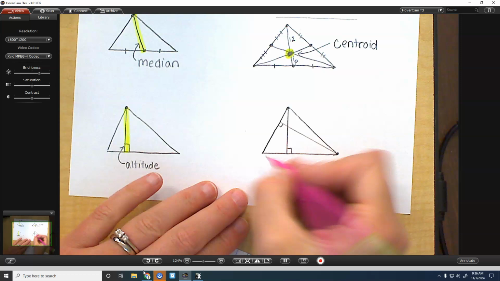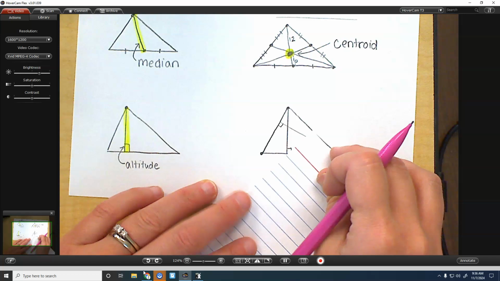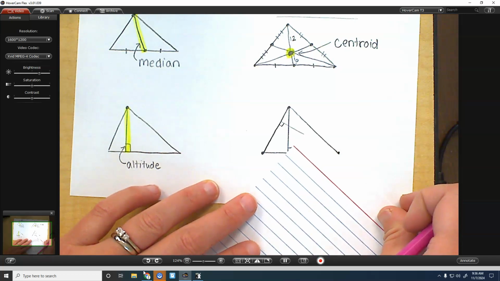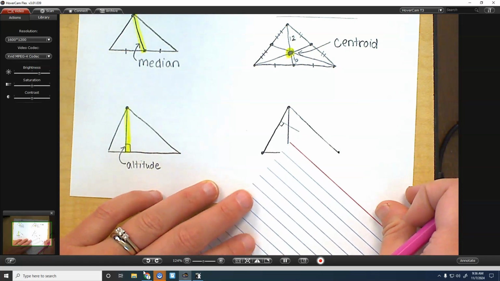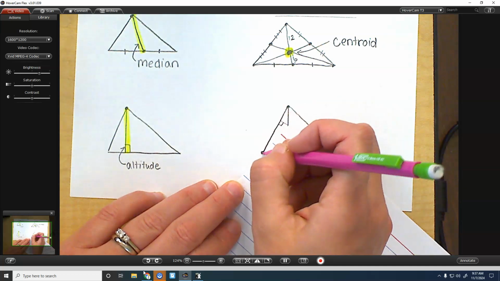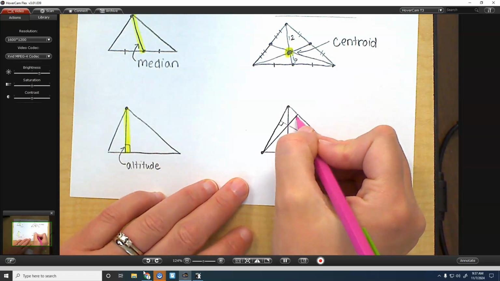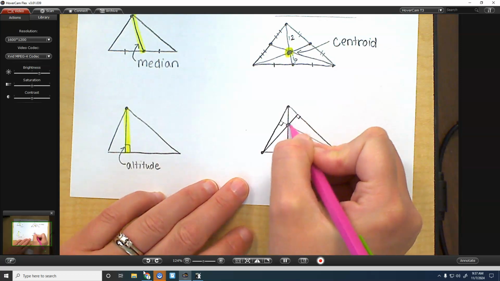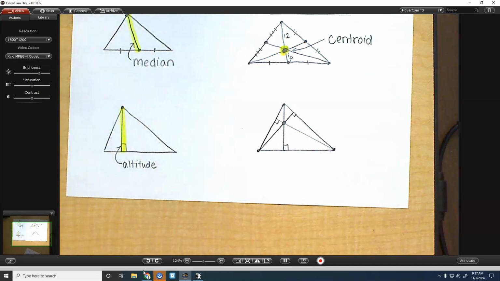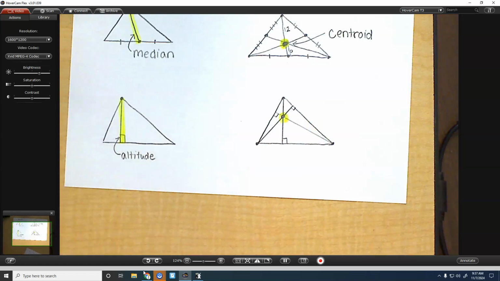And then the last vertex that you've got there, you're going to line your note card up right along that edge, and slide it over until you're lined right up at that vertex. Draw in your line. If you've done it right, they should all meet at one point right there, and that point is your orthocenter.